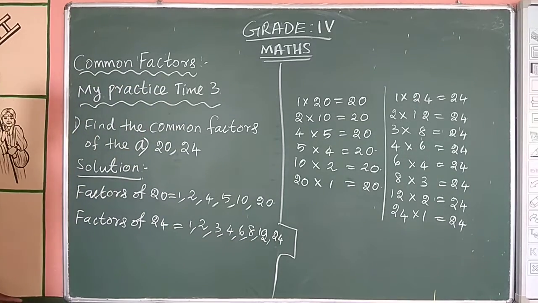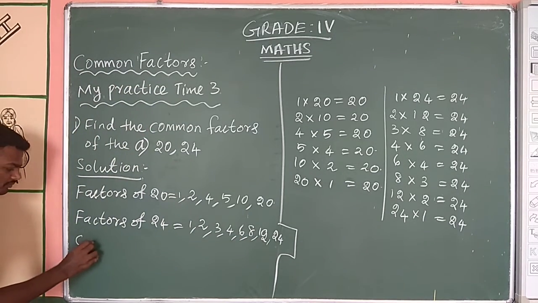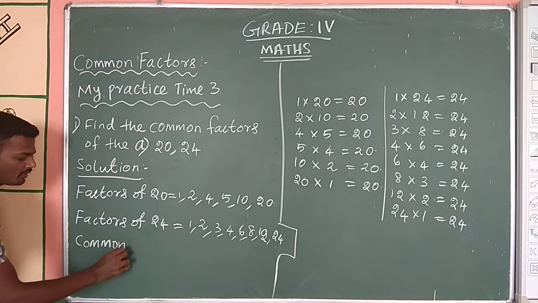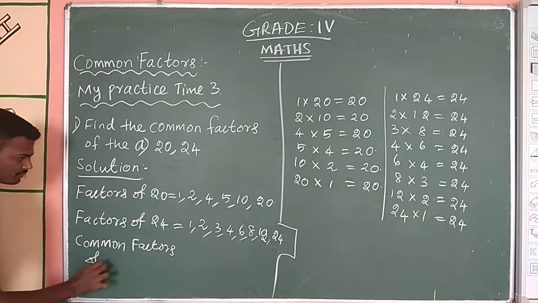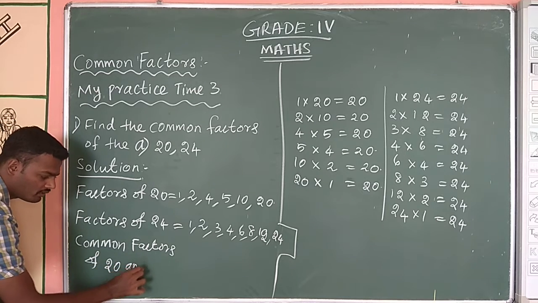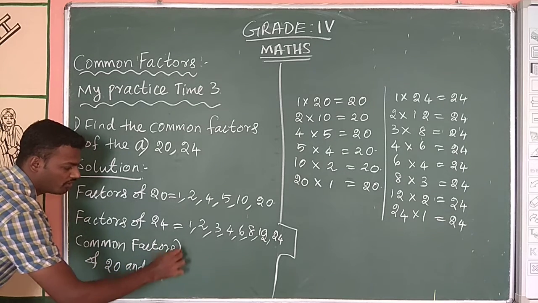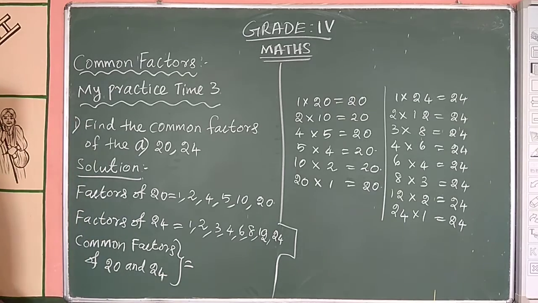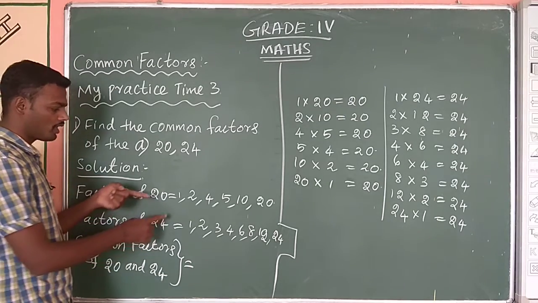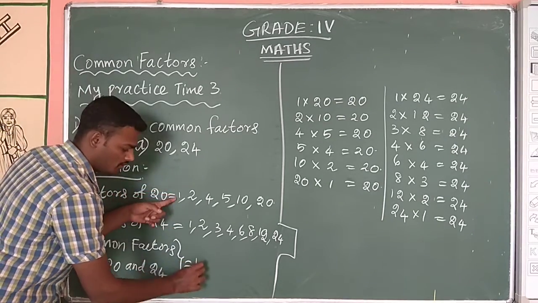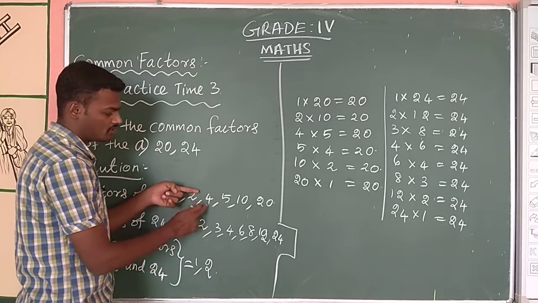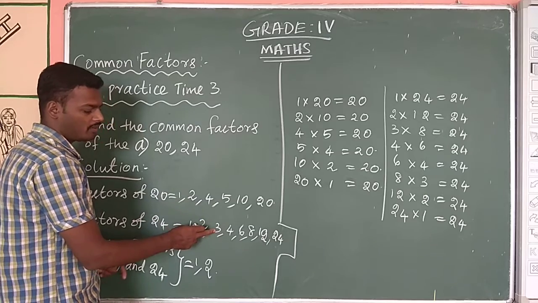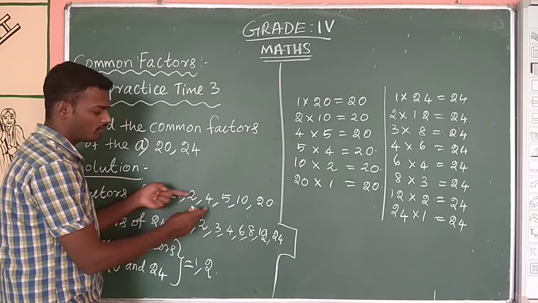So next we find the common factors of 20 and 24. Common factors of 20 and 24: 1, yes. Next one, 2, yes. Next, 3 is not here, so this is not a common factor of 20 and 24.